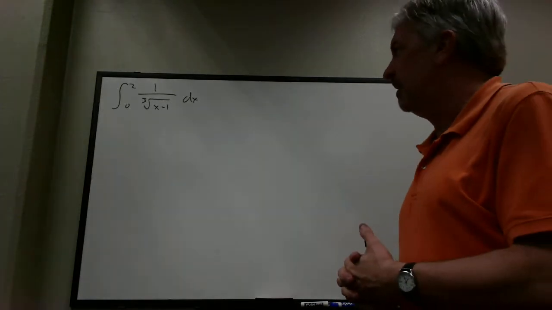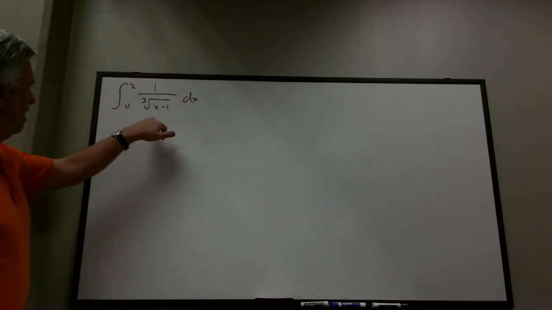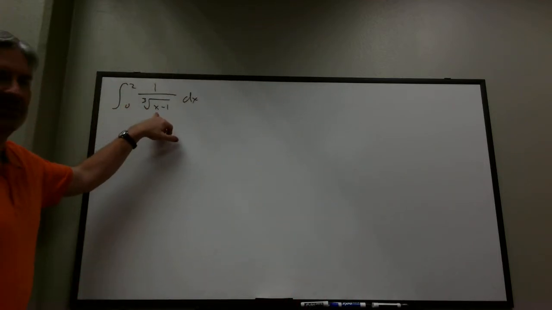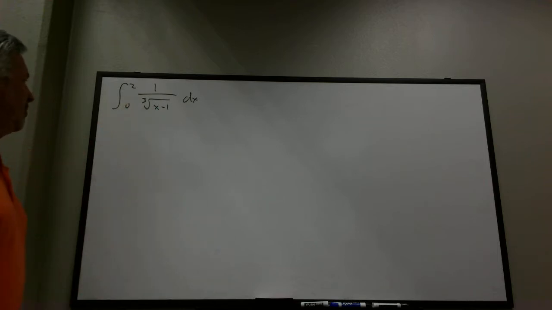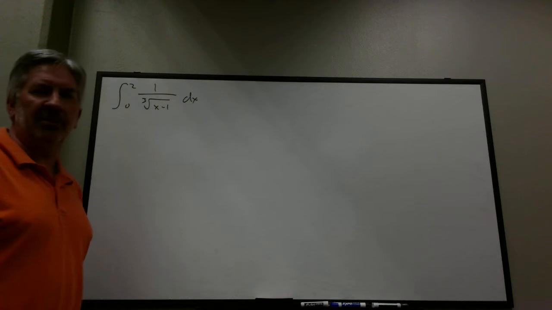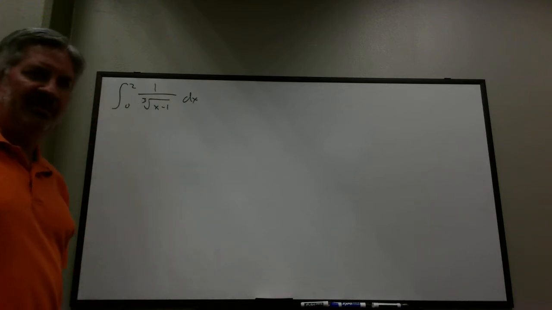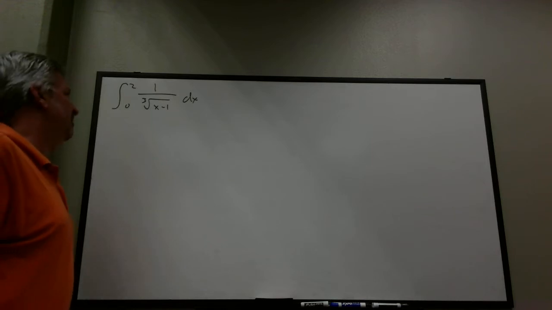But notice the problem here is, on the interval 0 to 2, 1 makes the function undefined, so there's a problem here. And remember, just because a number makes a function undefined doesn't mean there's a vertical asymptote there. It could just be a hole in the graph. But at 1 here, this is a vertical asymptote, so it is an improper integral.